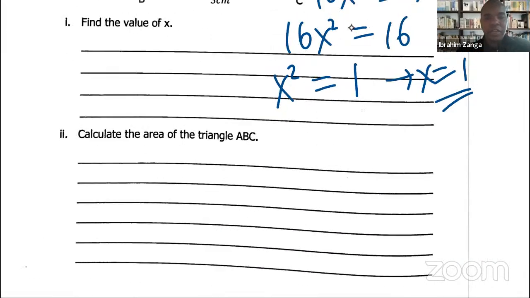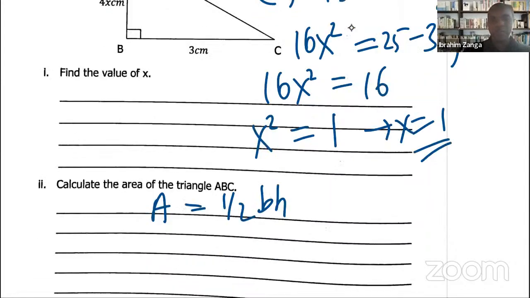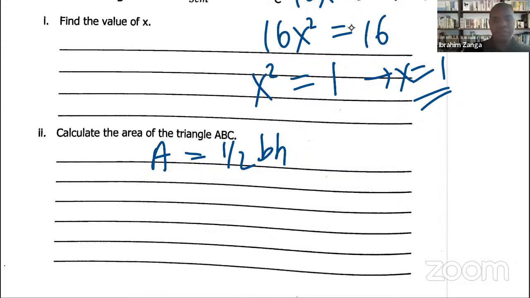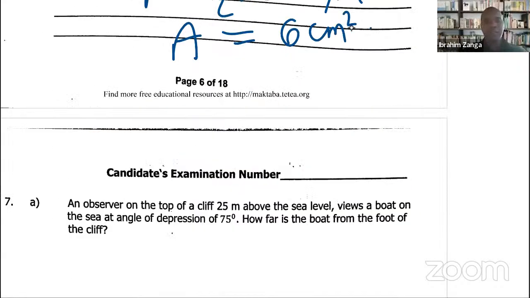Calculate the area of triangle ABC. So to calculate the area of the triangle ABC, we know that the area is a half base times height. So we're going to say that area will be a half times the base, which is 3 centimeter times 4 centimeter. And the area, dear students, will be 60 centimeters square. We continue.